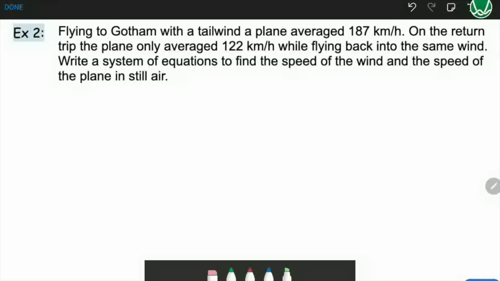In this example, we're flying to Gotham with a tailwind. A plane averaged 187 kilometers per hour. On the return trip, the plane only averaged 122 kilometers per hour. So while flying back into the same wind, write a system of equations to find the speed of the wind and the speed of the plane in still air.